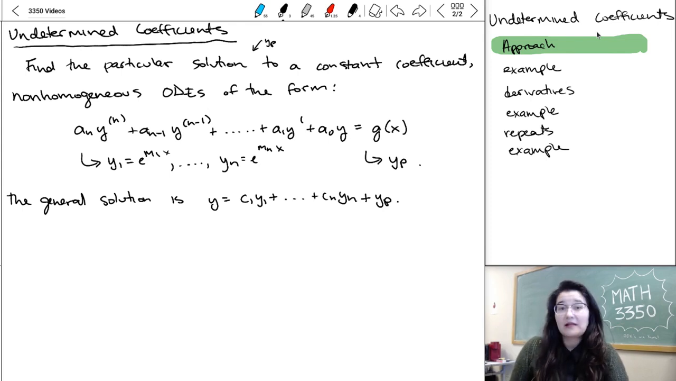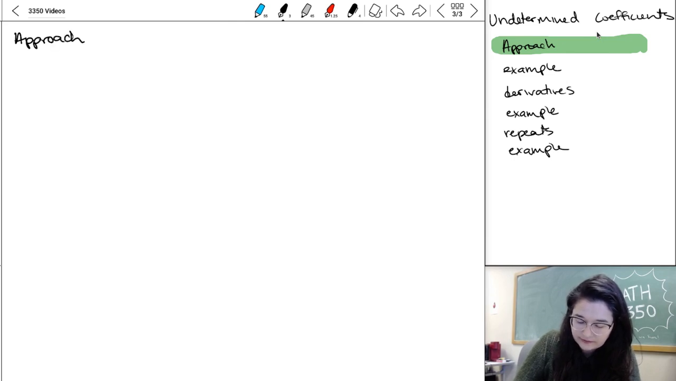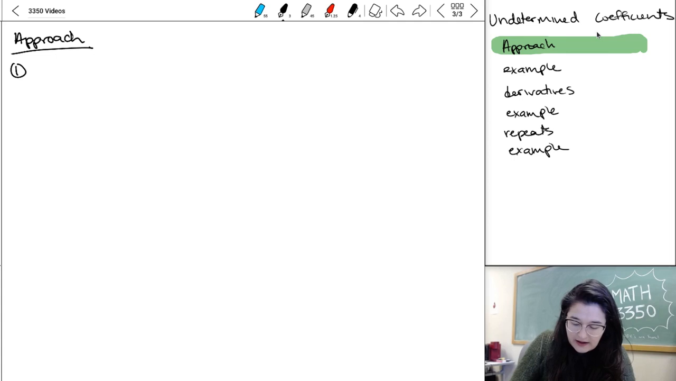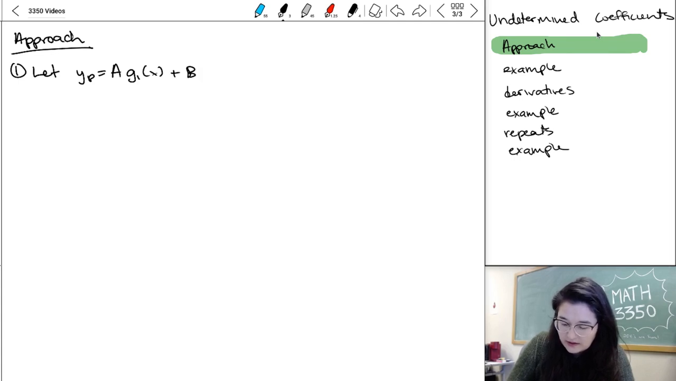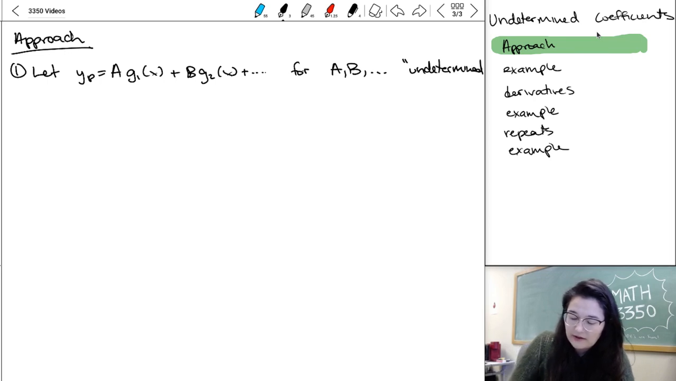So, given that that's the problem we're solving, I want to outline for us the actual approach we'll use. And I'm going to go ahead and put it all on one page so you can see all the steps at once. So our approach is going to be that we let y sub p be some a times g1 plus b times g2, and so on and so forth, where a, b, and whatever other letters we want to use are the undetermined coefficients that this method is named for.